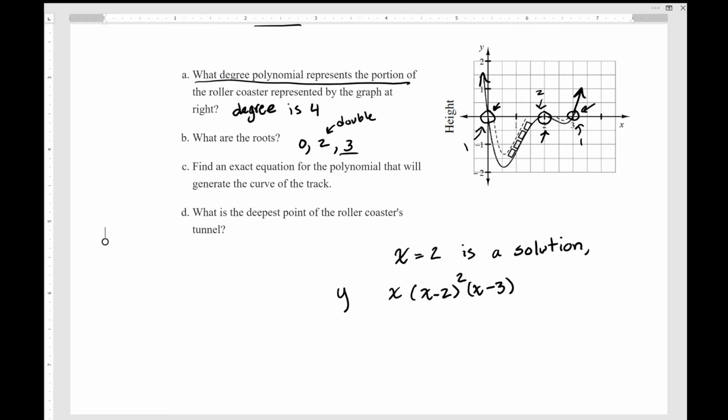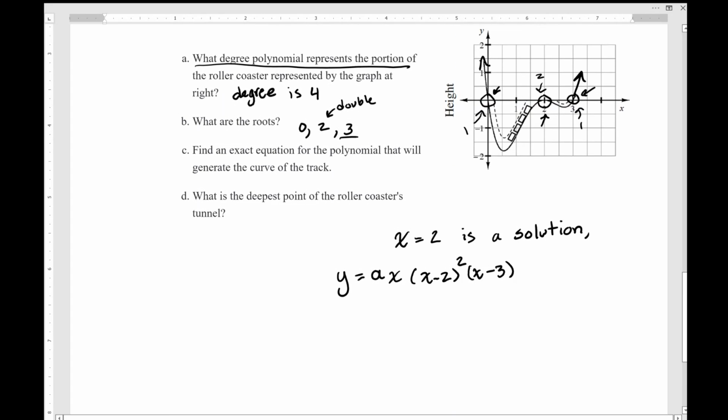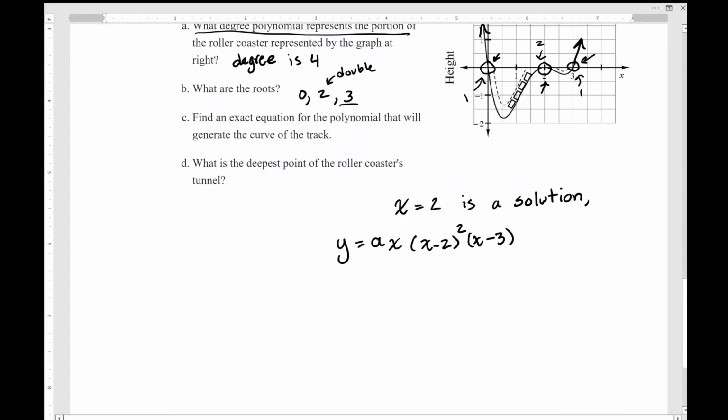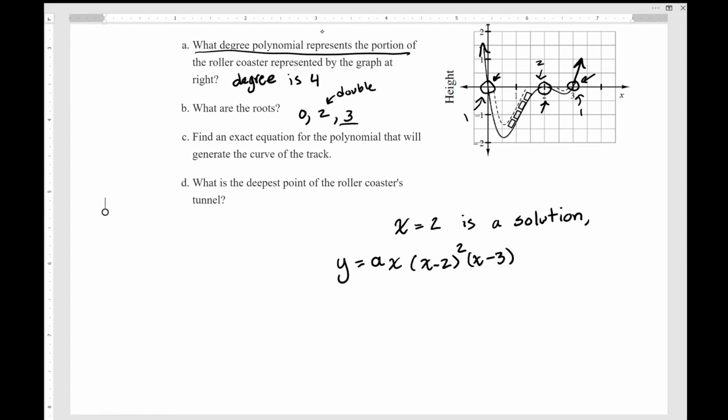So we have our equation y equals, now we have a stretch factor. Don't forget the stretch factor. And here is a potential equation, right? And does it have the degree that we're looking for? Well, we have x there. This will be x squared, so 3x to the third power once we multiply all of this out, and x to the fourth. Yep, that looks like we have the right degree that we need.